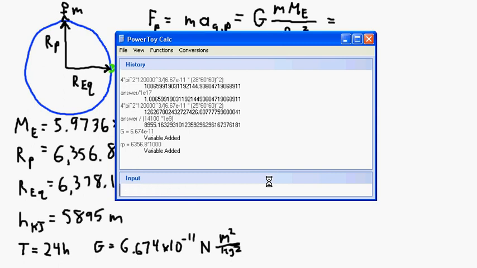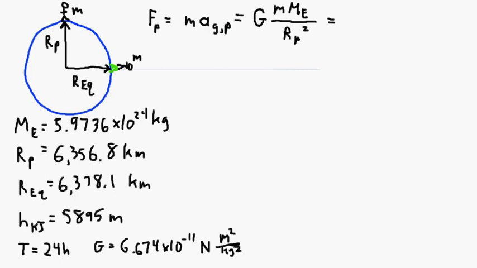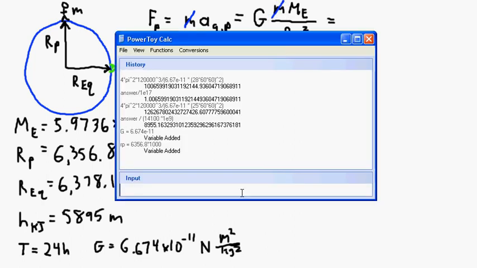Well, actually, we can cancel. What we really want to find is AP, right? So your acceleration at the pole. So we can cancel these m's here, and then just do G times mass of the Earth. Okay. So mass of the Earth, ME.